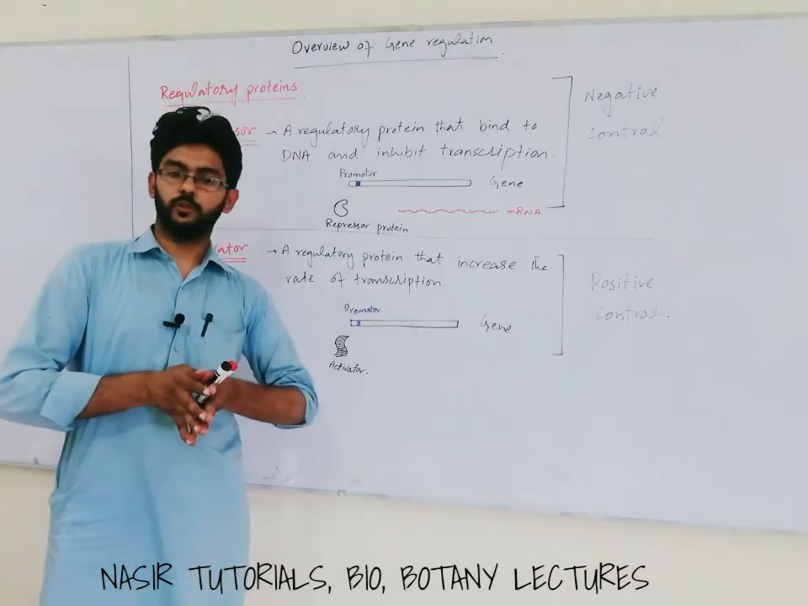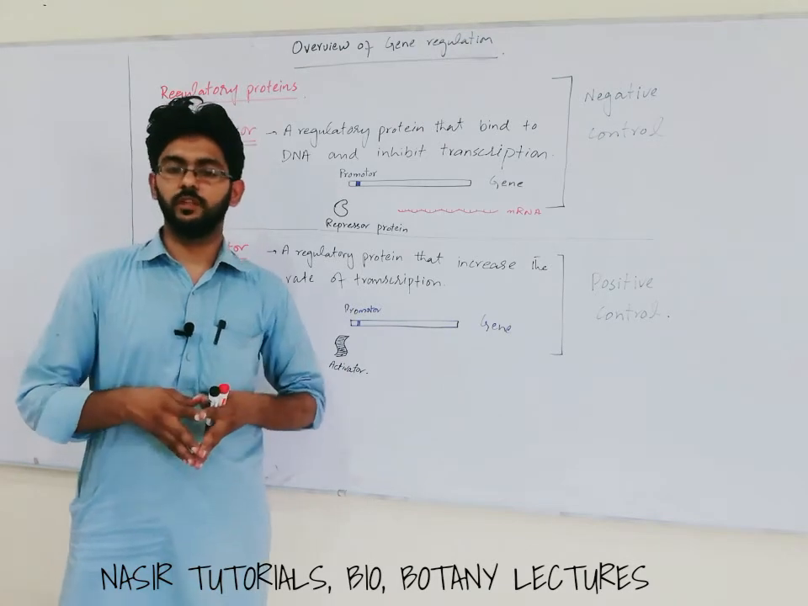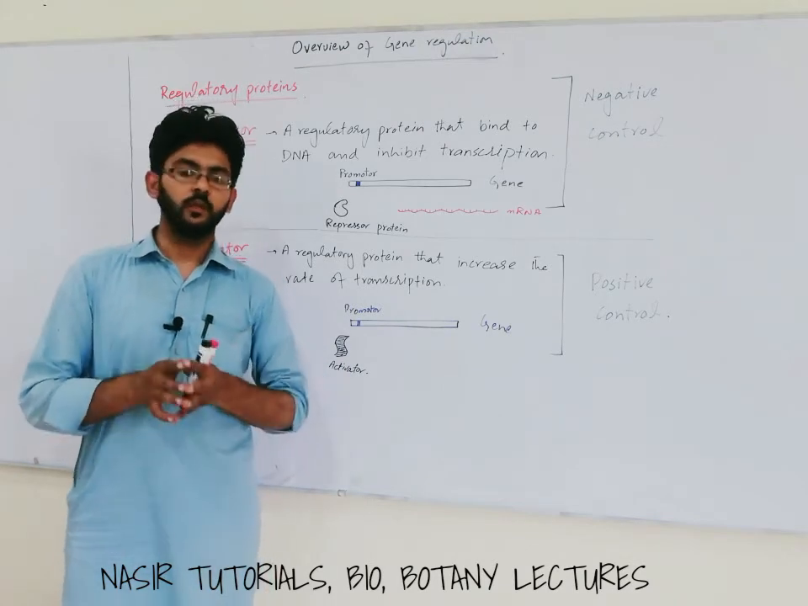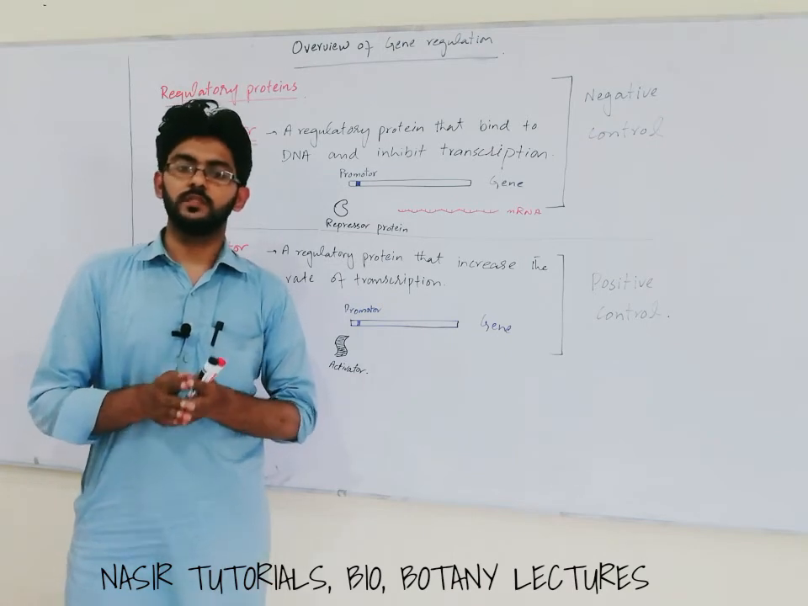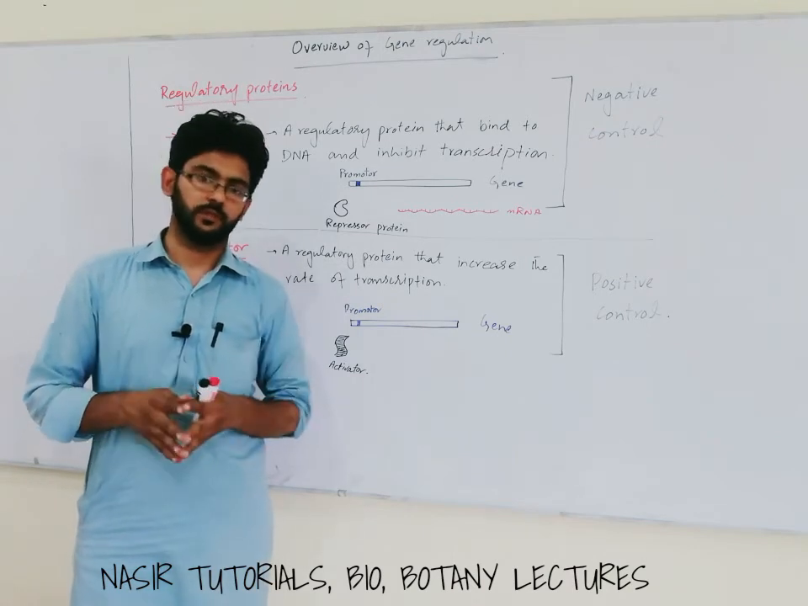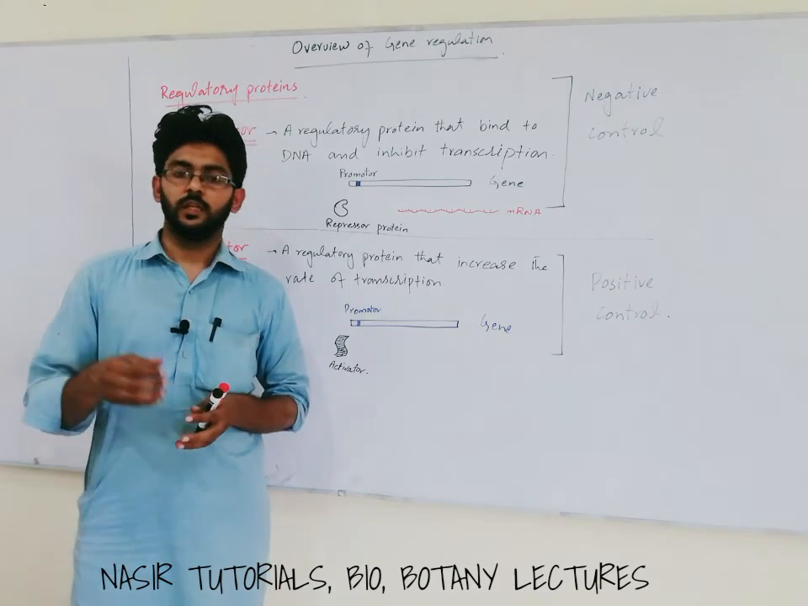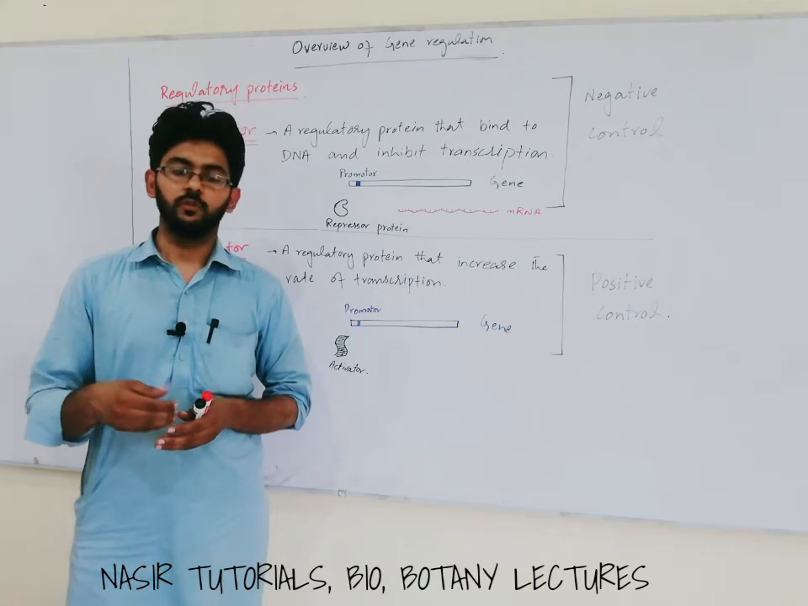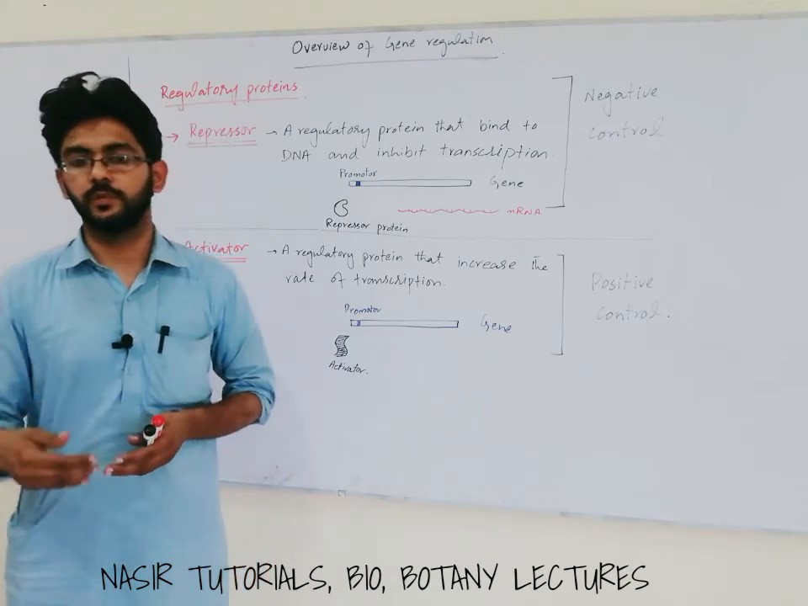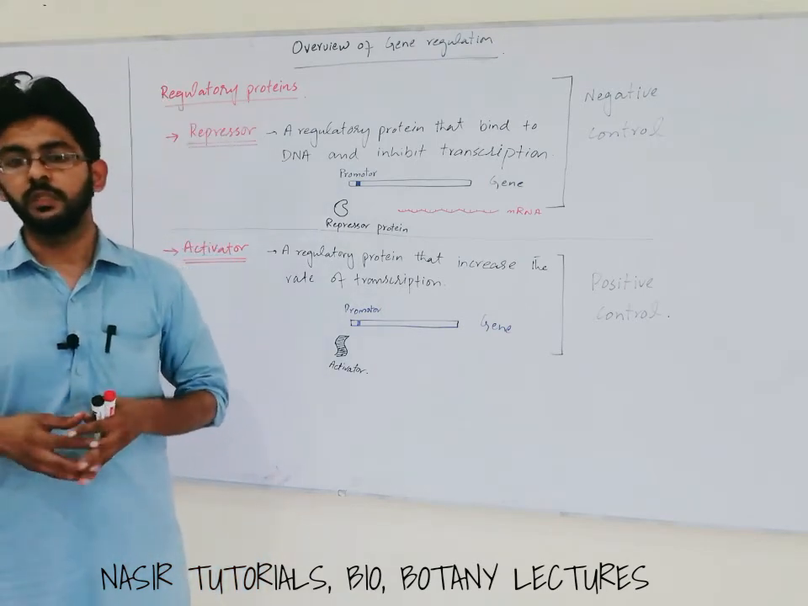So I am going to explain the basic mechanism of gene regulation in bacteria. The most common way of regulating the expression of a gene is by influencing the rate of transcription. We can say that expression of a gene can be increased or decreased. We can also say that the rate of transcription can be increased or decreased.